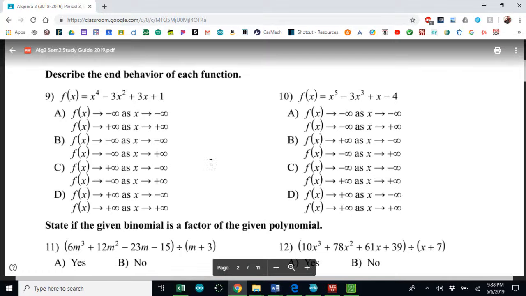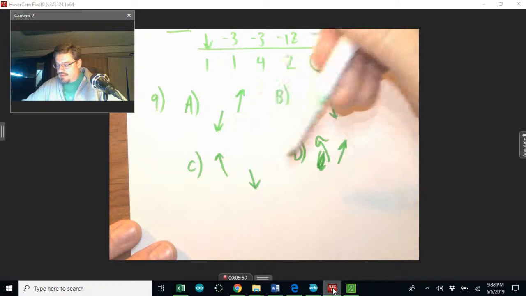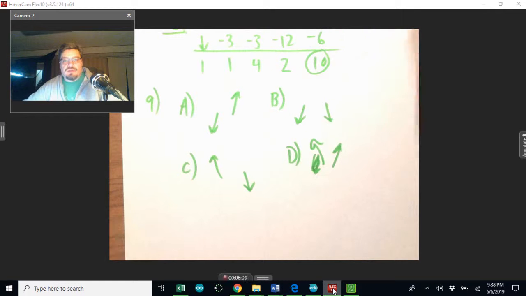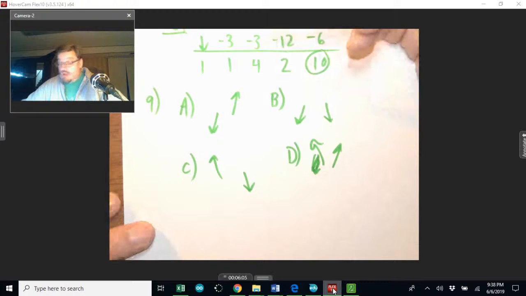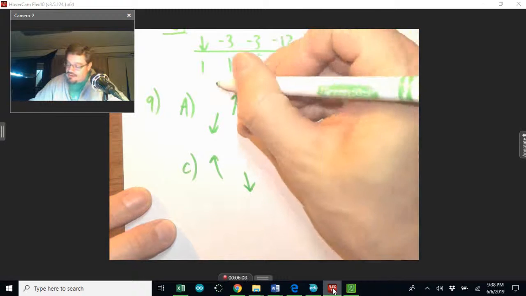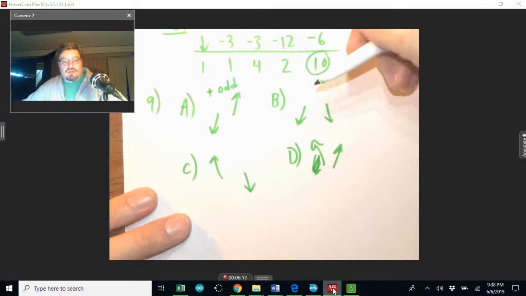Okay, so let me just jot that down. This is your A, B, C, and D. These are the only 4 possibilities you have for 2 arrows when the arrows either point up or point down. So this would have to be a positive odd. Why do I know that? Because I memorized the chart.